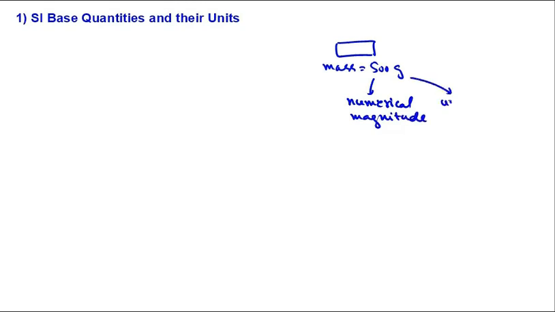Students, we learned in the IGCSE that a physical quantity is a property or a feature that can be measured and then expressed using a numerical magnitude and a unit. For example, let's say we have a block and the mass of the block is measured to be 500 grams. Now here, mass is a physical quantity and 500 gram is the value of mass. And in the value of mass, 500 is the numerical magnitude and gram is the unit.